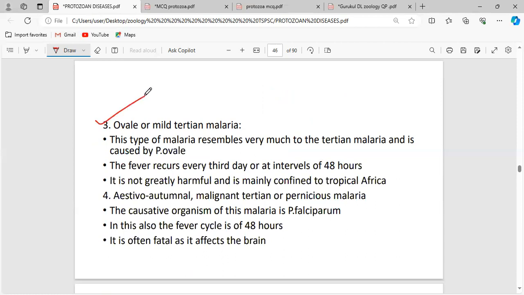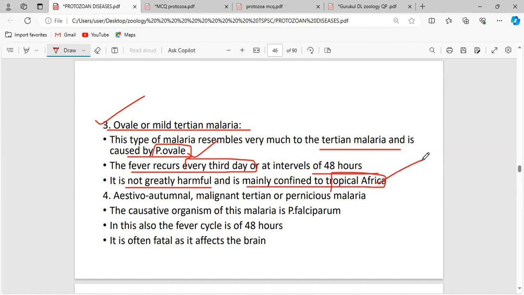Now, ovale or the mild tertian malaria. This type of malaria resembles the tertian malaria very much, and is caused by Plasmodium ovale. See, the name of the disease and the causative agent are important. The characteristic feature is recurrent fever every 3rd day, at an interval of 48 hours. It is not harmful, and is mainly confined to tropical Africa.